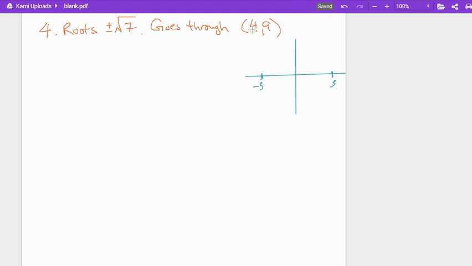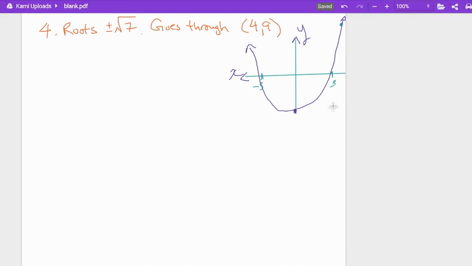Now, I also know that the parabola goes through the point 4, comma 9. So 4, 9 is going to be here. And so those 3 hints tell me that the a value will be positive, right? And the parabola will open something like that. Because the roots are opposites, this also tells me that the parabola is symmetrical and that the vertex will be on the y-axis.